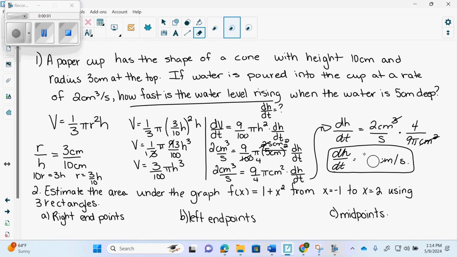0.28. Oh, I got a little race happy. Because it needs to be like 8 divided by 9 pi in your calculator. So either the fraction or bracket.